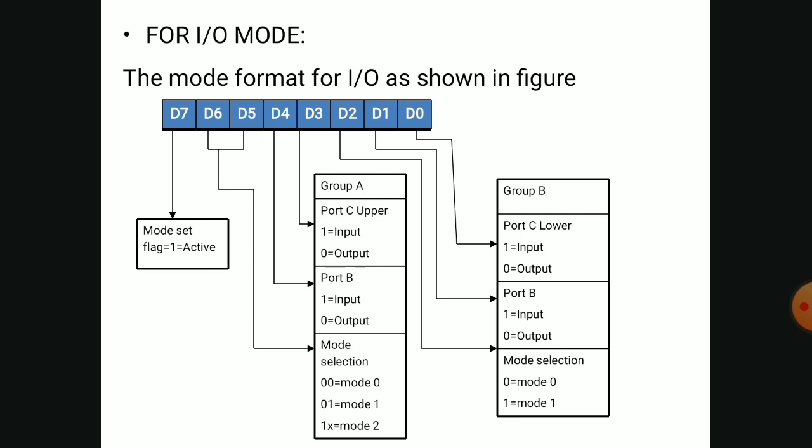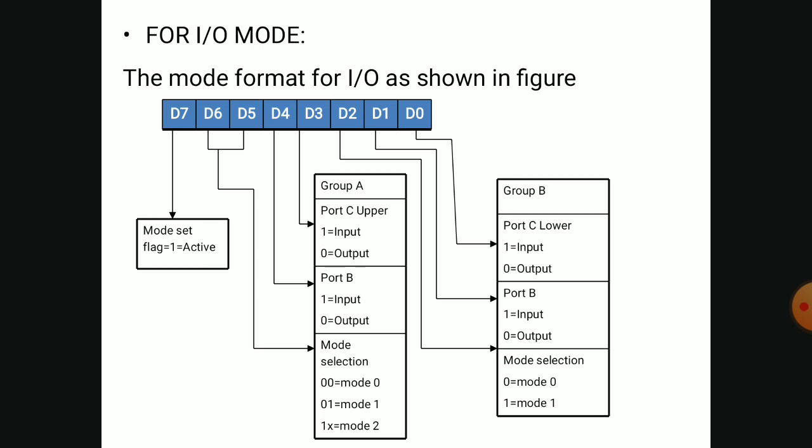If the D7 bit is 0, it means the PPI is operating in the bit set or reset mode of operation. If the D7 bit is 1, it indicates that the PPI is operating in the IO mode of operation. So the D7 bit indicates which mode of operation we selected in the PPI operation.